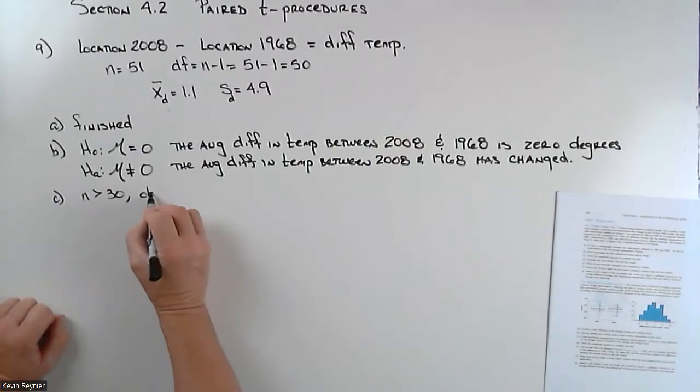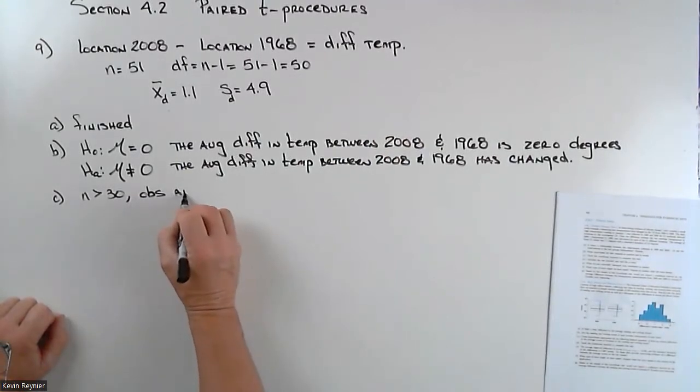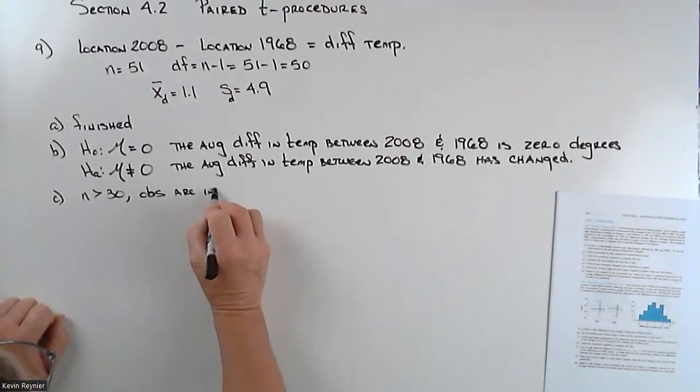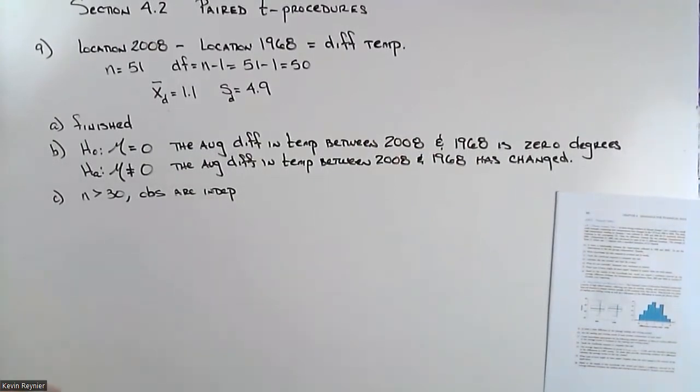Our observations are independent because we have 51 independent locations. There's no relationship between these cities, so our observations are independent.